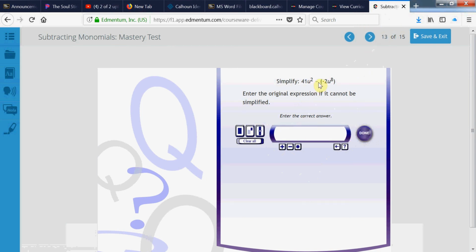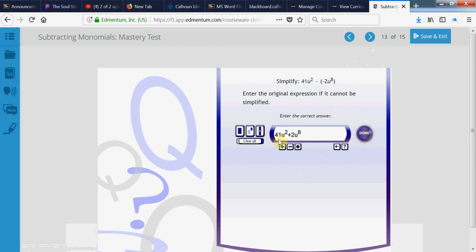Man, this dude likes the negative parentheses negative. Okay, we get it. It's plus. How many times are you going to do it? Okay, so this is 41u squared plus 2u to the eighth. Unlike terms, right? So I'm just going to rewrite it. Just change that negative negative to a plus. So this is u to the second. Right arrow key puts me down. Plus 2u raised to the eighth.